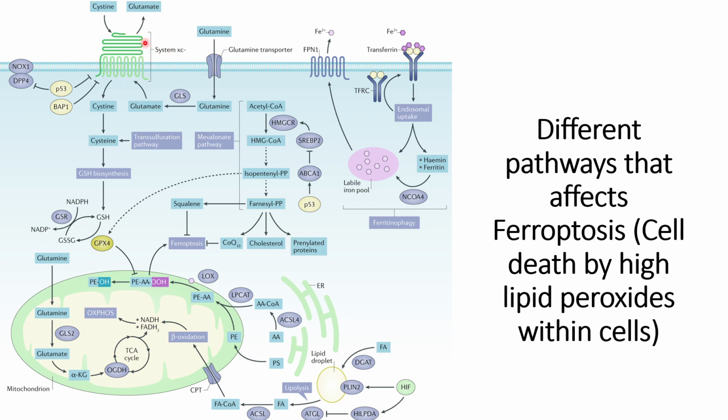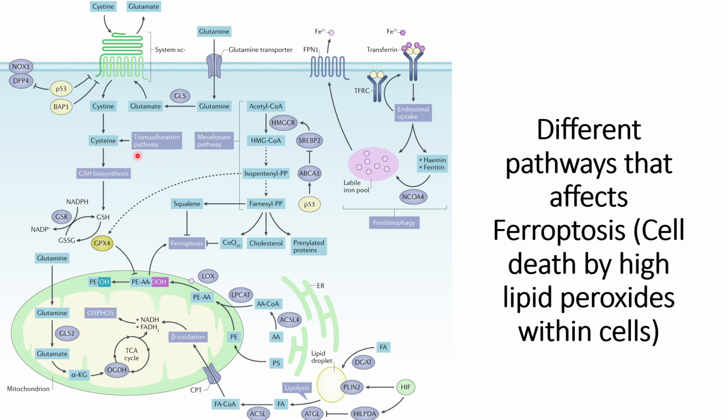What happens in system XC is that the intake of cystine occurs within the cells, and this cystine helps in GSH biosynthesis, and this GSH biosynthesis leads to a high amount of GPX4 formation within the cells, and that will inhibit the ferroptosis sensitivity.